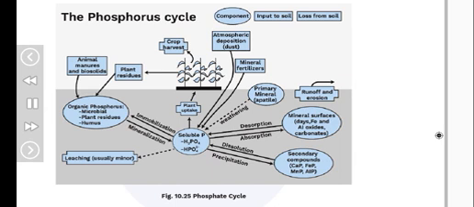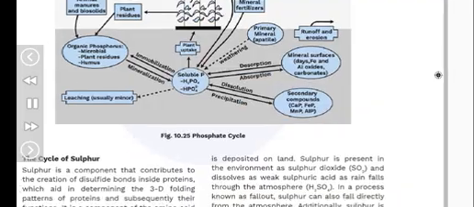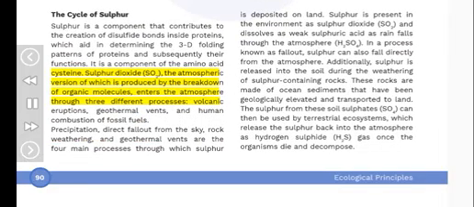It is a component of the amino acid cysteine. Sulfur dioxide, SO2, the atmospheric version of which is produced by the breakdown of organic molecules, enters the atmosphere through 3 different processes: volcanic eruptions, geothermal vents, and human combustion of fossil fuels. Precipitation, direct fallout from the sky, rock weathering, and geothermal vents are the 4 main processes through which sulfur is deposited on land.